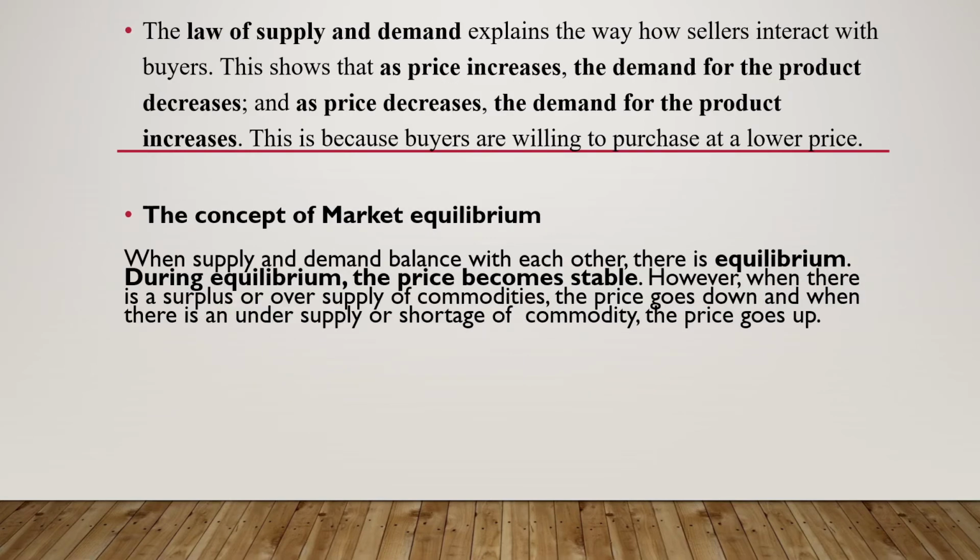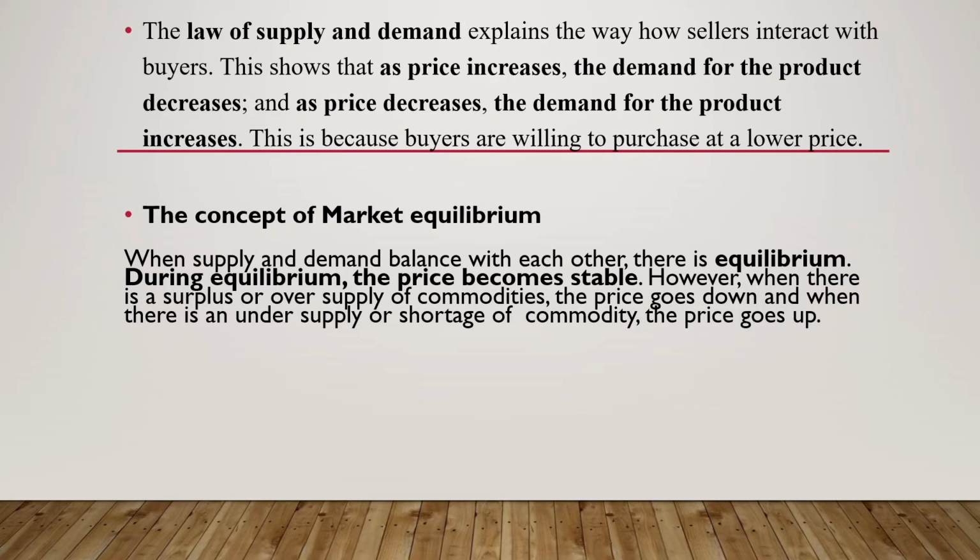The law of supply and demand explains the way sellers interact with buyers. This shows that as price increases, the demand for the product decreases, and as price decreases, the demand for the product increases. This is because, again, buyers are willing to purchase at a low price.